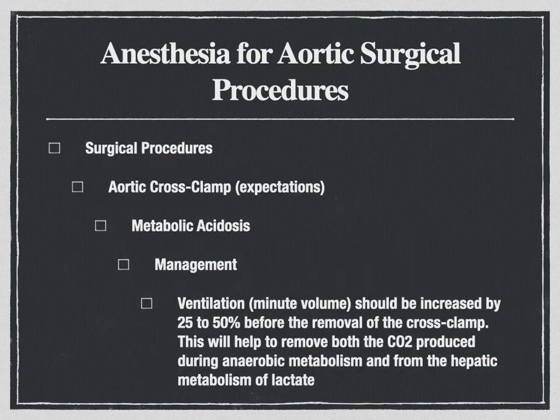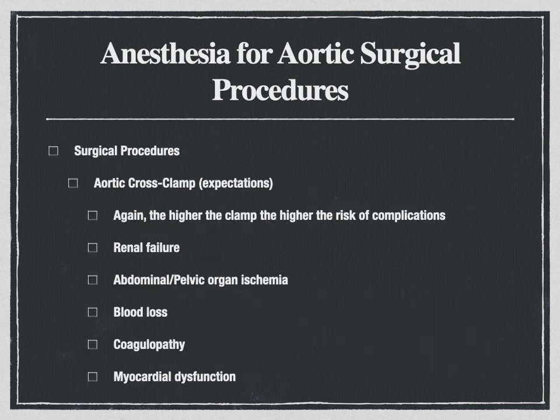For management and correction of the metabolic acidosis, you can implement some corrections that would normally correct respiratory acidosis. Your ventilation, specifically minute volume, should be increased by 25 to 50% before the removal of the cross clamp. This will help to remove both the CO2 produced during anaerobic metabolism and from the hepatic metabolism of the lactate.